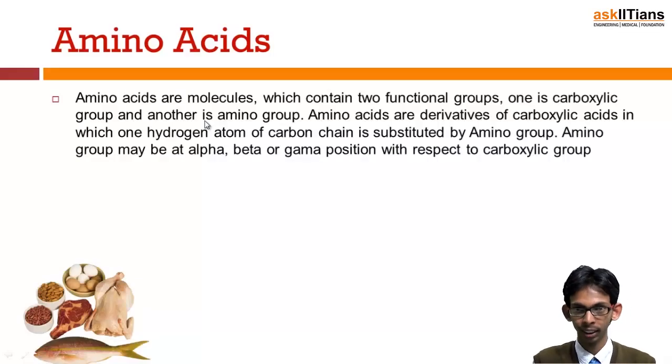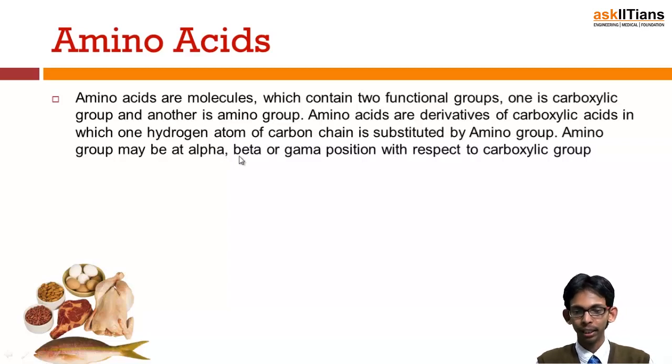So let's start. Amino acids. As the name suggests, amino acids are molecules which contain two functional groups, an amino group and an acidic group, the carboxylic acid group. So an amino acid is a molecule which contains two functional groups. One is carboxylic acid, another is amino group. Amino acids are derivatives of carboxylic acids in which one hydrogen atom of the carbon chain is substituted by an amino group.